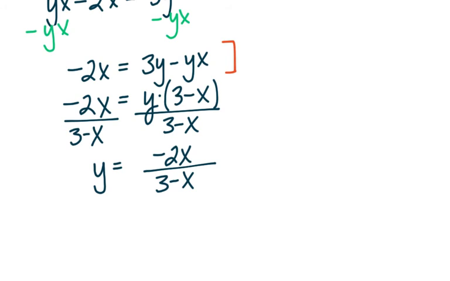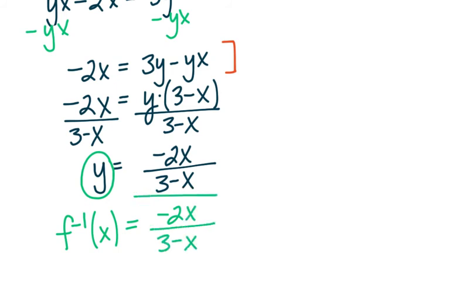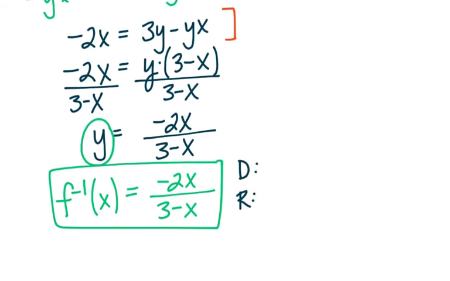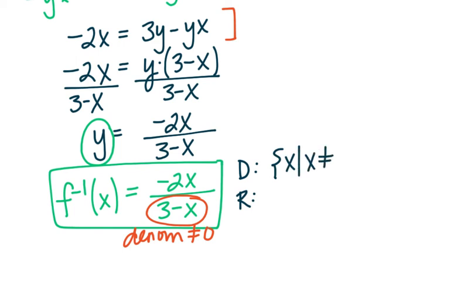However, we want to make sure again that we get rid of this y and replace it with the appropriate notation. In other words, what we just found was the inverse of f. So the inverse of function f is equal to negative 2x divided by 3 minus x. Here is our inverse. But we also wanted to find the domain as well as the range for this inverse. So you'll notice that the inverse here is a rational function, and we know that we cannot have 0 in our denominator. Therefore, our domain restriction is that x cannot be equal to 3. There's one value we cannot have. X can be any real number except for 3, because 3 causes division by 0.